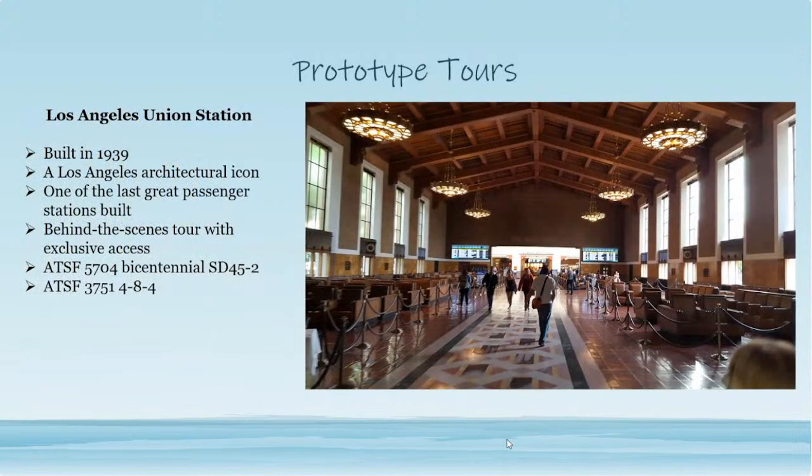Another place we're going to be visiting is LA Union Station. It's an architectural icon for Los Angeles and one of the last train palaces that was built in the United States. While we're there, you're going to get a tour of the building, and also the ATSF Bicentennial SD45-2 is going to be parked on the tracks, as well as Santa Fe 3751 and 484 with their crew on hand. So that's going to be a great visit there.